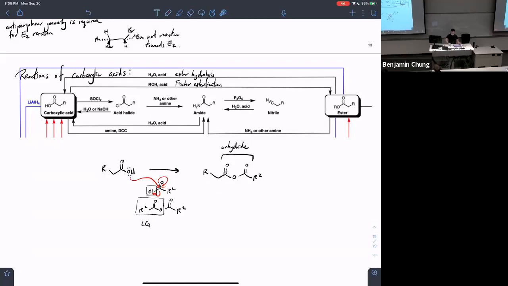Any questions about this? No, it's just to show that this R group is different from this R group.